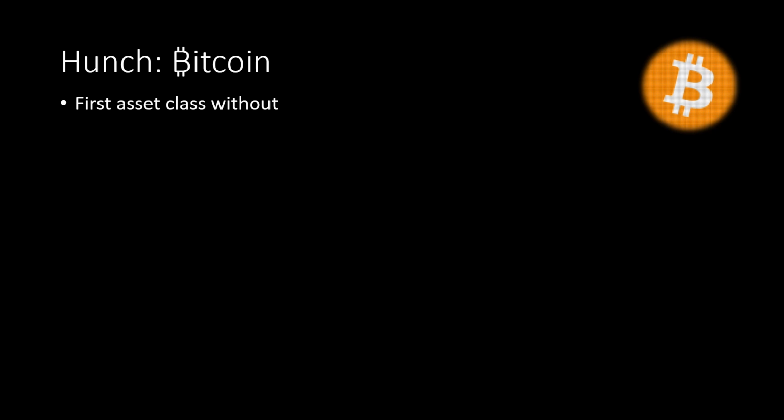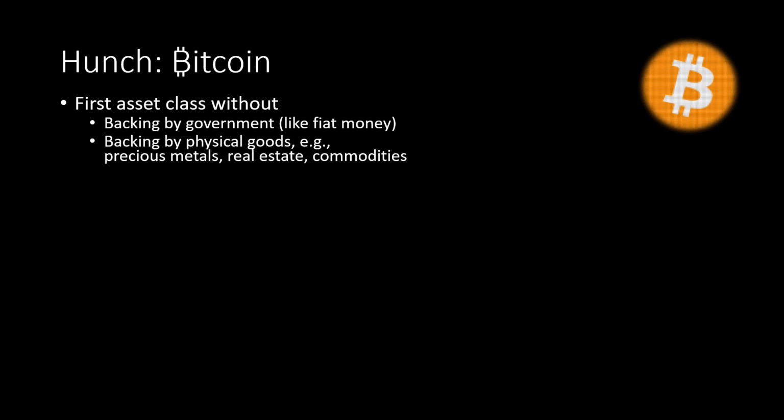Now, Bitcoin is the first asset class without a backing by a government like a fiat currency. It's not backed by any physical goods like precious metals, real estate or commodities. It's essentially just backed by the trust of its users. It doesn't have any intrinsically practical utility other than the payment itself. So you cannot give it as a gift to your parents as jewelry or something like that.